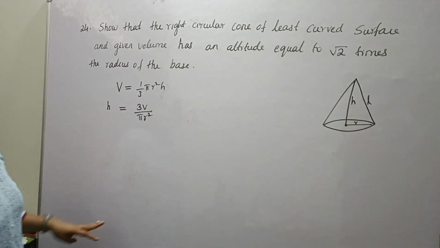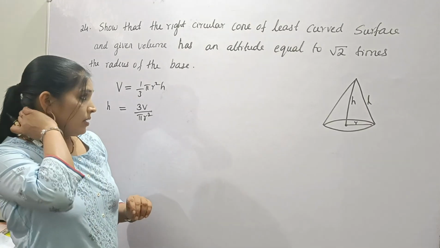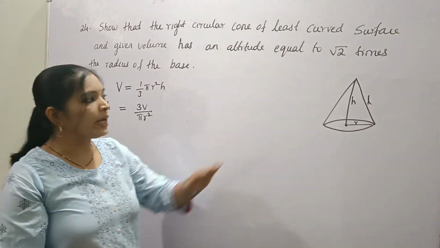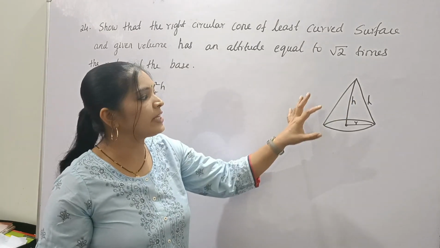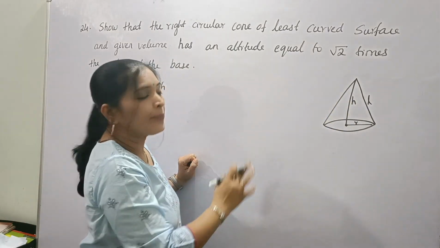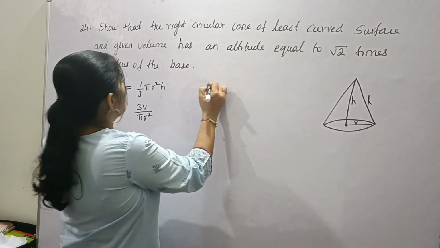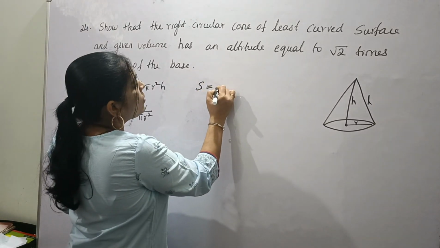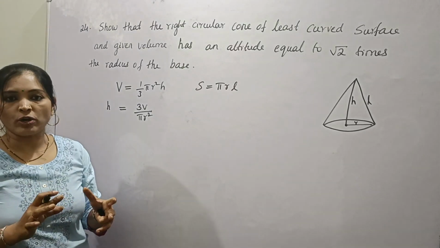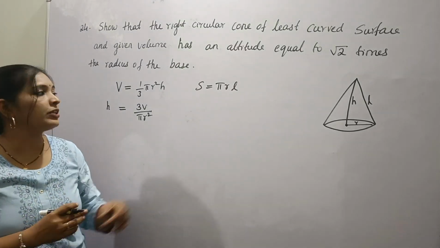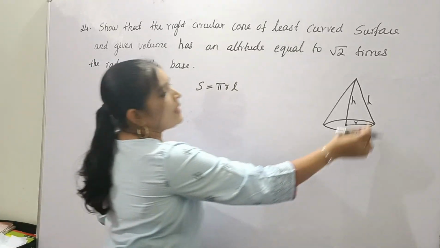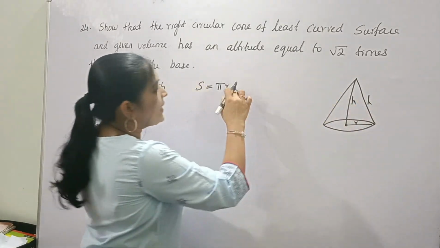Okay, then after that, see here our function is nothing but the curved surface area, only the curved surface area of the cone. Okay, that is, surface area S is equal to π r l. That is the formula. Curved surface area of the cone is π r l. Okay, l is this length. So what is l?